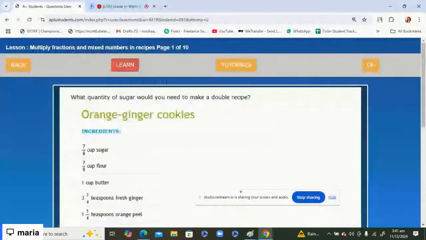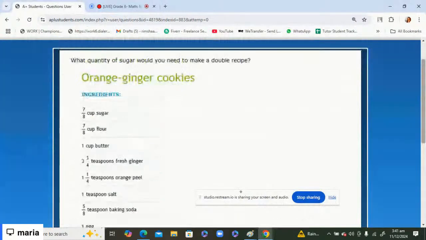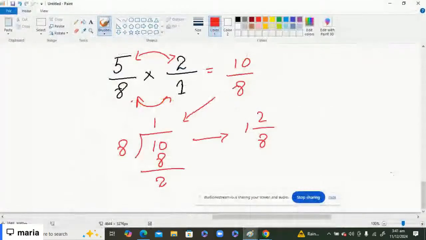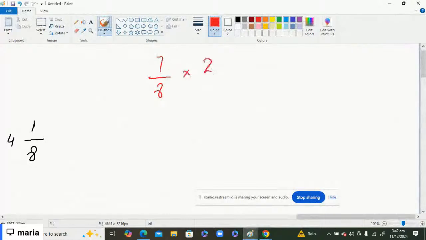What quantity of sugar would you need to make double a recipe? Look at here. Where is the sugar? That is 7 by 8 cups sugar. 7 by 8. And then you just gonna double that recipe. So it's 7 by 8. And they are saying that double that recipe. So it means that times 2.